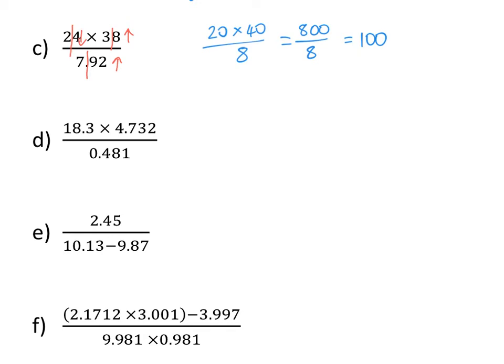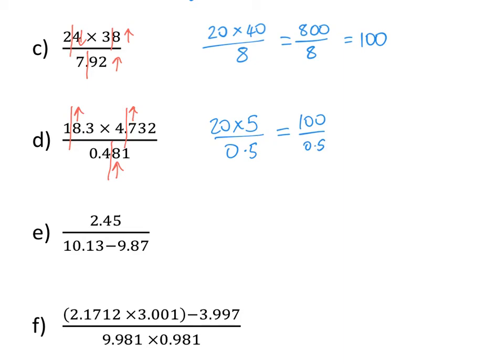Example D, 18.3, so 1 is the first significant figure, 8's the next, 8 means we'll round up. 4.732, we'll look at the 7, and again it means round up. And 0.481, the 4 is the first significant figure, 8 means we'll round up. So we've got 20 multiplied by 5 divided by 0.5. 20 multiplied by 5 is 100 divided by 0.5.